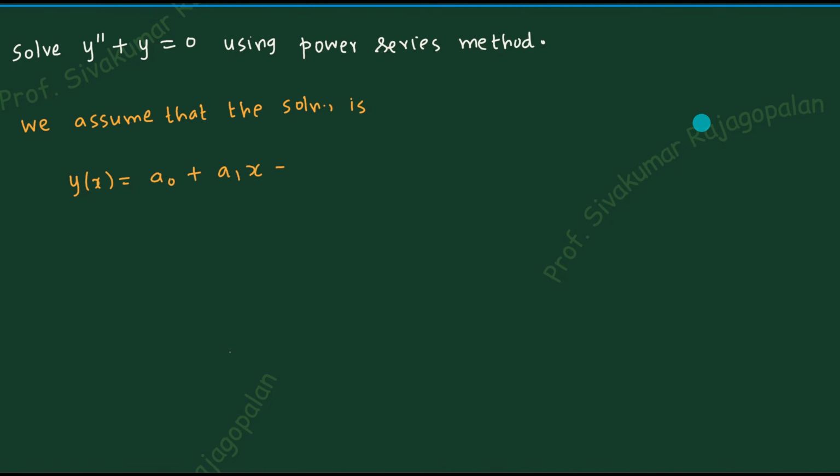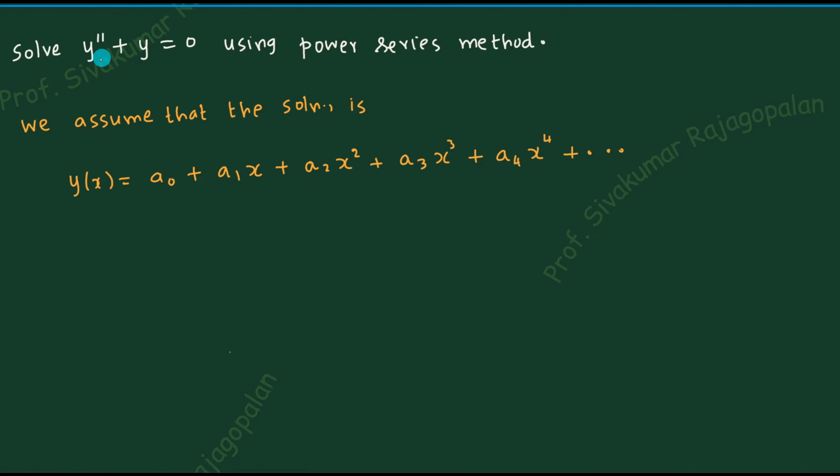Now, how the power series will look, that's what I'm writing: a0 plus a1x plus etc., and it goes all the way up to an infinite number of terms. Because of that idea, we are supposed to substitute this yellow color equation into the given differential equation. So we are going to substitute.